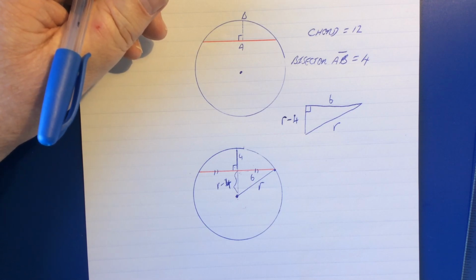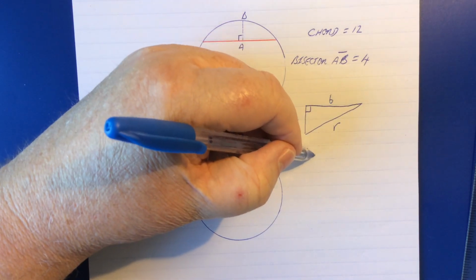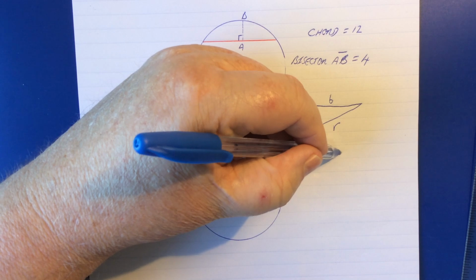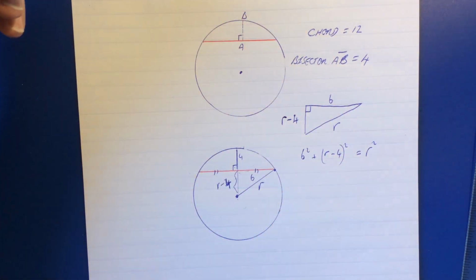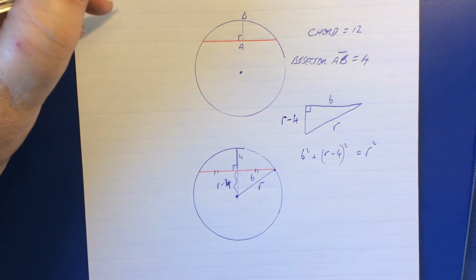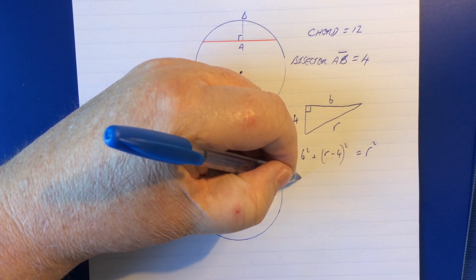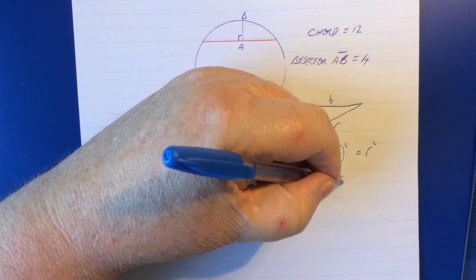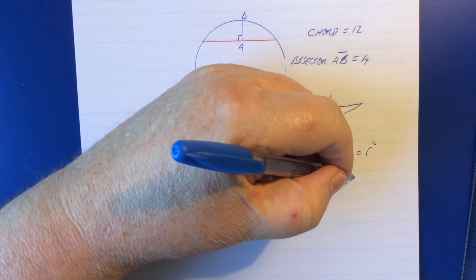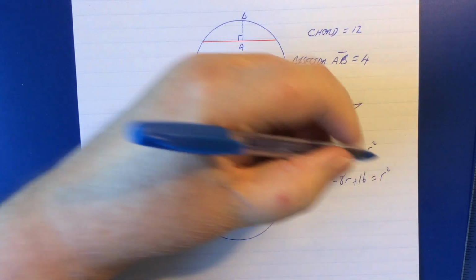Okay, so what do we know? Well, we know that 6 squared plus r minus 4 squared is going to equal r squared. I think we are in business. So let's expand this and get some results. So 36 plus r squared minus 8r plus 16 equals r squared.